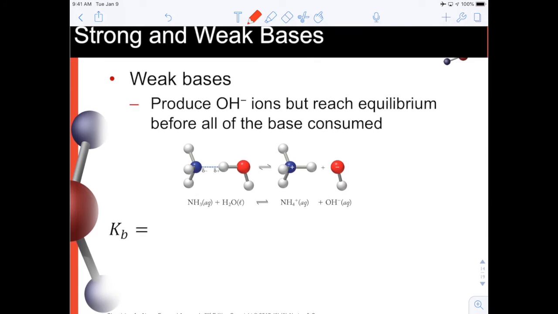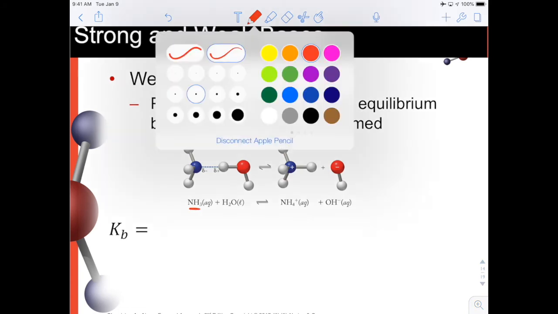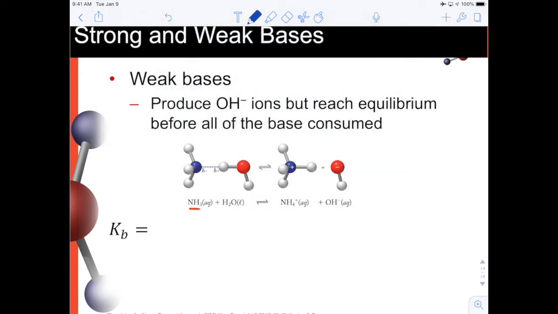Okay, so weak bases produce hydroxide ions but reach equilibrium before all the base is consumed. That's the idea here. It's going to produce very little of the hydroxide if it's weak and a lot of it if it's strong. Now, here's another compound, ammonia. When you look at it, you don't realize it's a base because you don't see a hydroxide there. But based on the reaction with water, it produces NH4+ and OH minus.